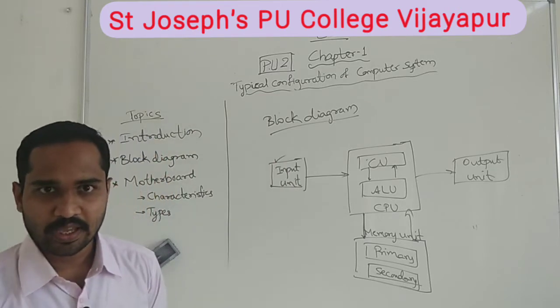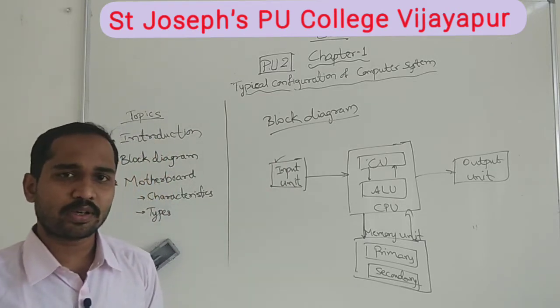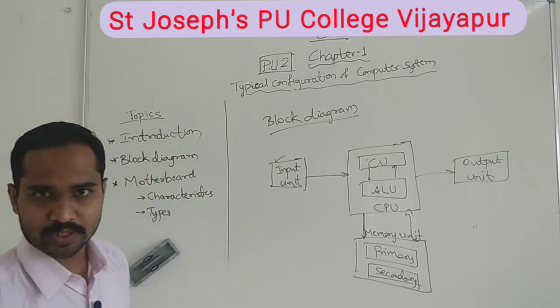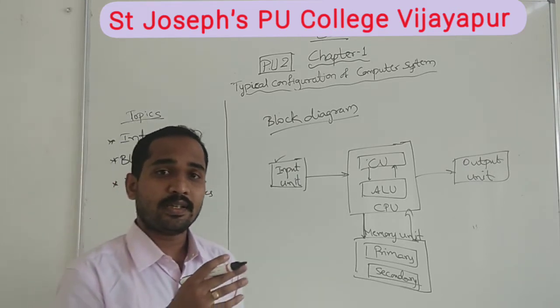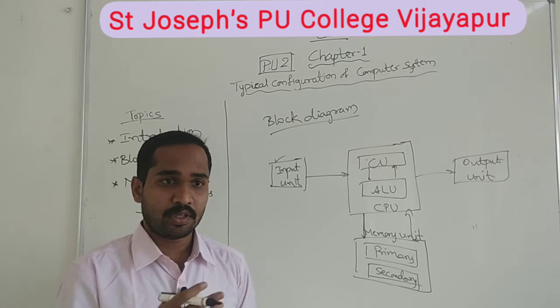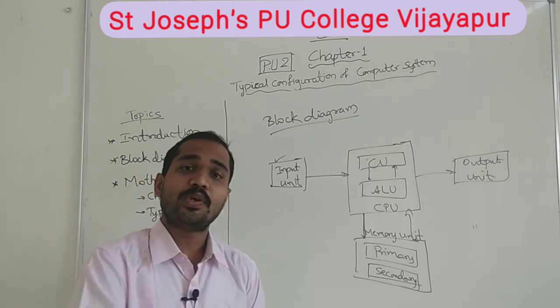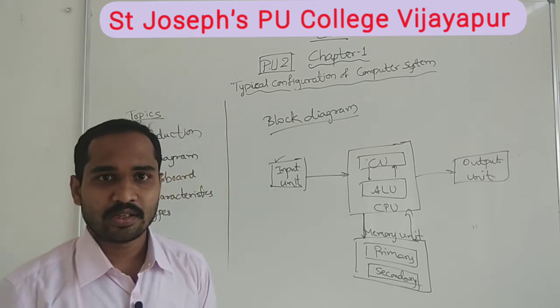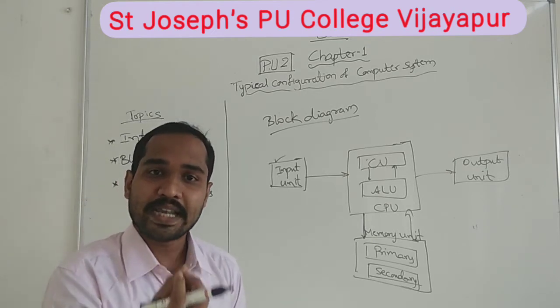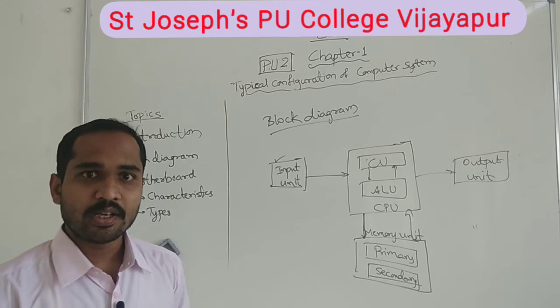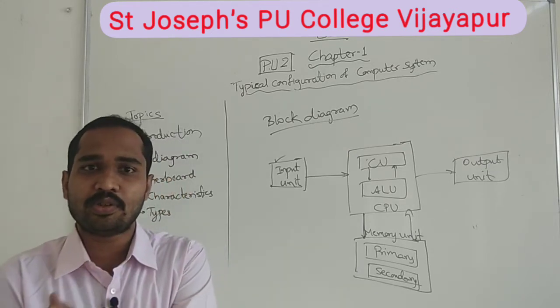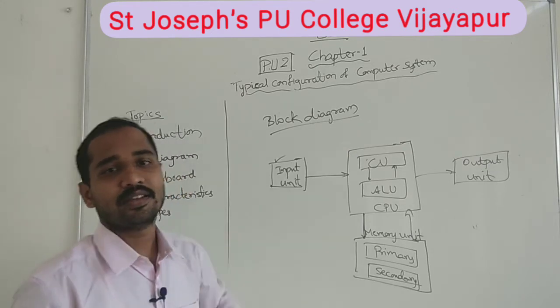Now, what is input unit? First one. Let us see the explanation of this block diagram. It can be asked for 3 marks, sometimes. So what is input unit? Input unit is the unit that connects the external world to the computer. You give the data to the computer through this input unit. So the external world is connected to the computer and the link is the input unit.